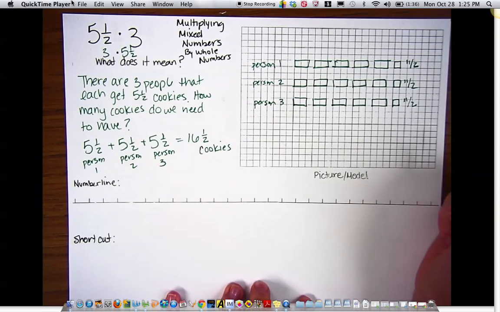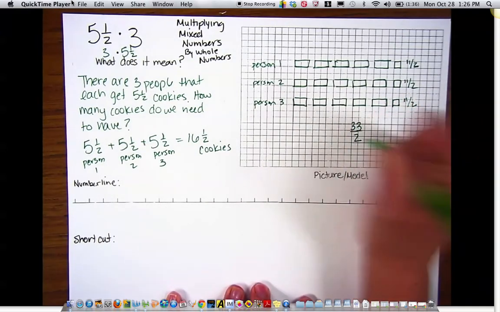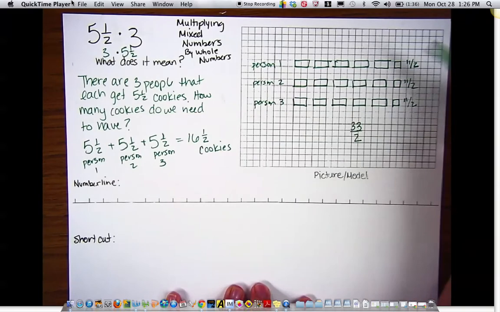So how many halves do we have? Well, we have 33 halves. 11 plus 11 plus 11 gives me 33, and my denominator stays the same. So I have 33 half pieces of cookie if we had broken them all apart. Well, we're not necessarily going to do that because if we break the cookie apart, then there's crumbs that come out, and that's less cookie that I'm going to end up eating because of those crumbs. And I want to have every delicious little bit.